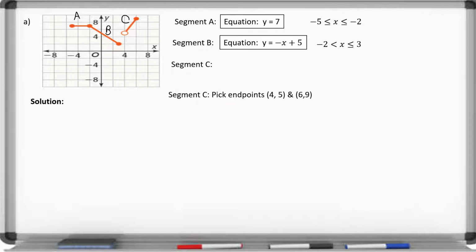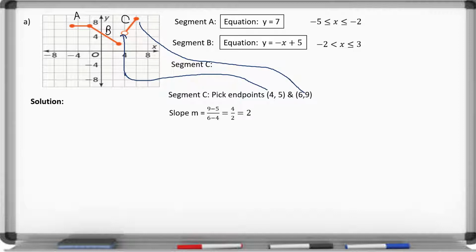So for segment C, we're picking these two endpoints. So that's this coordinate 4, 5, and this is the coordinate 6, 9. So plugging this into the slope formula, we get 9 minus 5. So we subtract these two y coordinates, subtract these two x coordinates, so 9 minus 5, and then 6 minus 4. So that gives us a slope of 2. So the slope is 2.